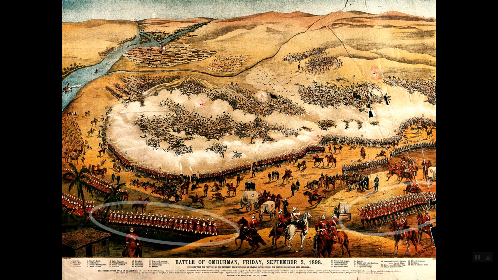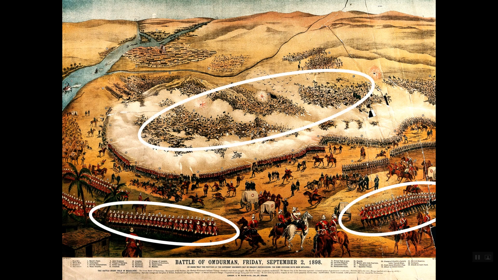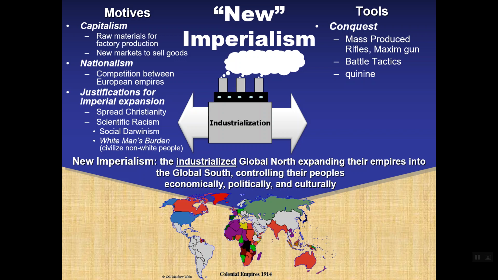And battle tactics, right? You have these guys doing what's called the pincer movement, right? Surrounding folks, eventually to wear them down, right? And then there is quinine. Remember that Africans were able to fight back against Europeans before the Maxim gun, because each group had swords, each group had similar kinds of weapons, so the battles were a bit more fair.